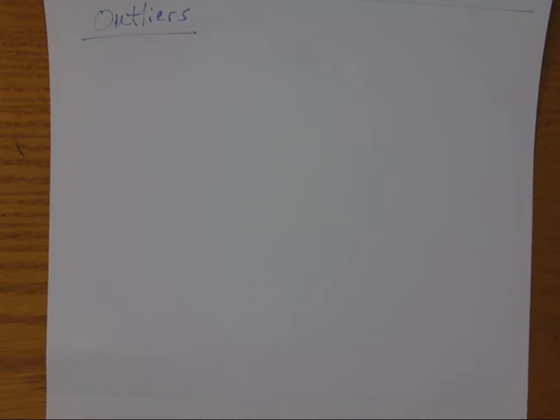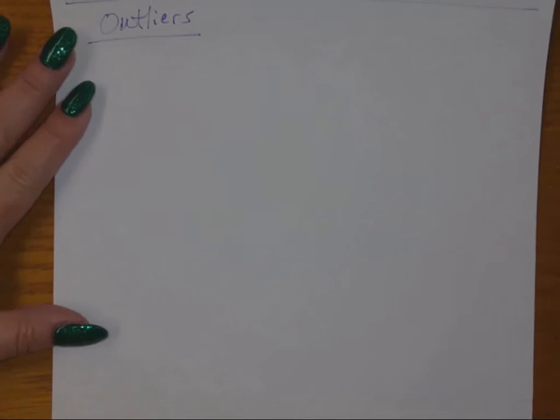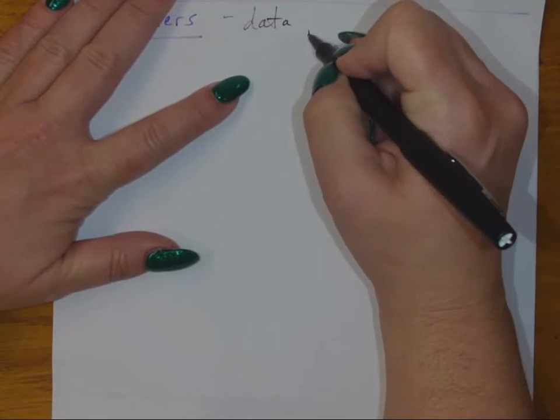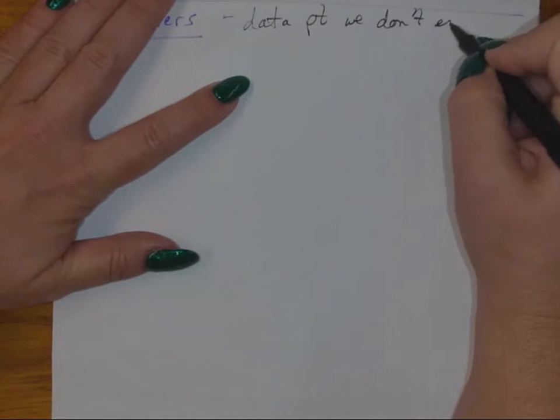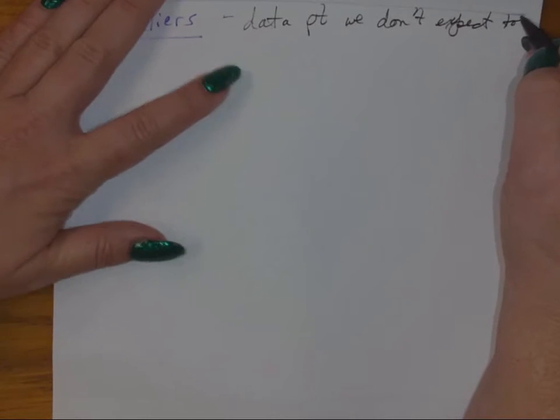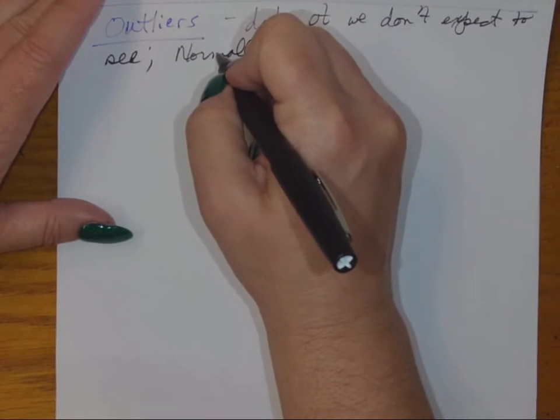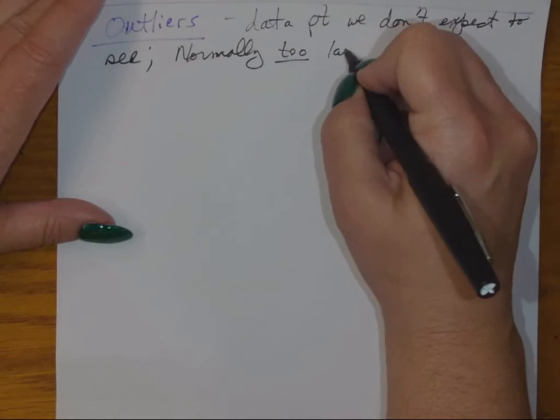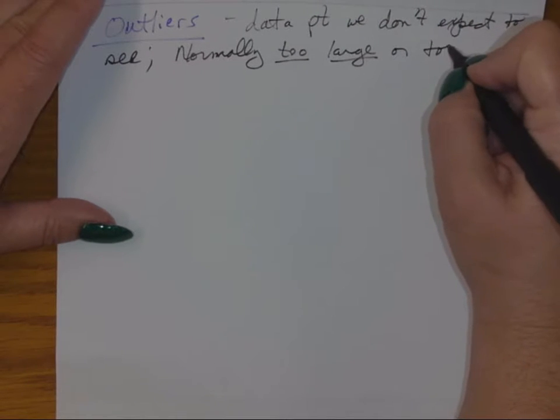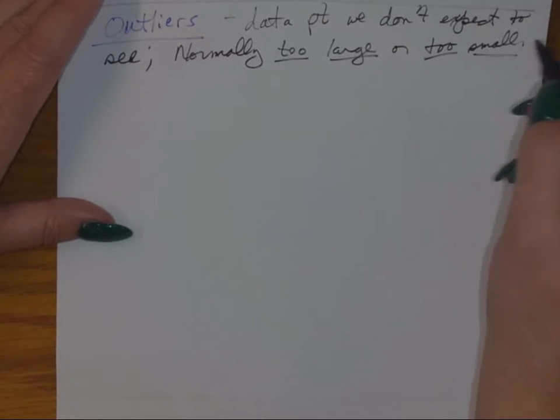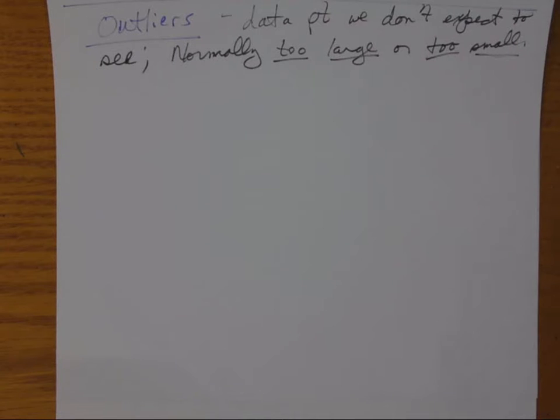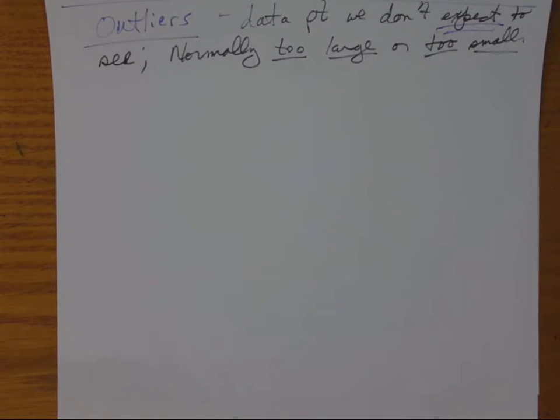Okay, so really quickly, I'm going to talk a little bit about outliers, so we can talk about what that means. An outlier basically is a data point we don't expect to see. And normally, what does that mean? Normally, it's way too big, too large, or too small. That's what's normally happening. So it's out of the range that we would expect to see. It's not expected, okay? So whenever we start talking about expected values and normal data and stuff like that, this guy just kind of messes us up.